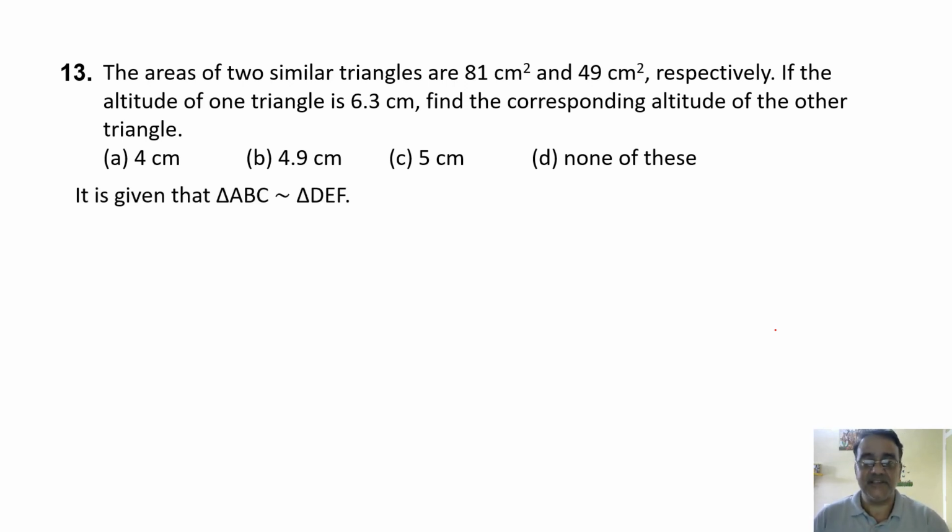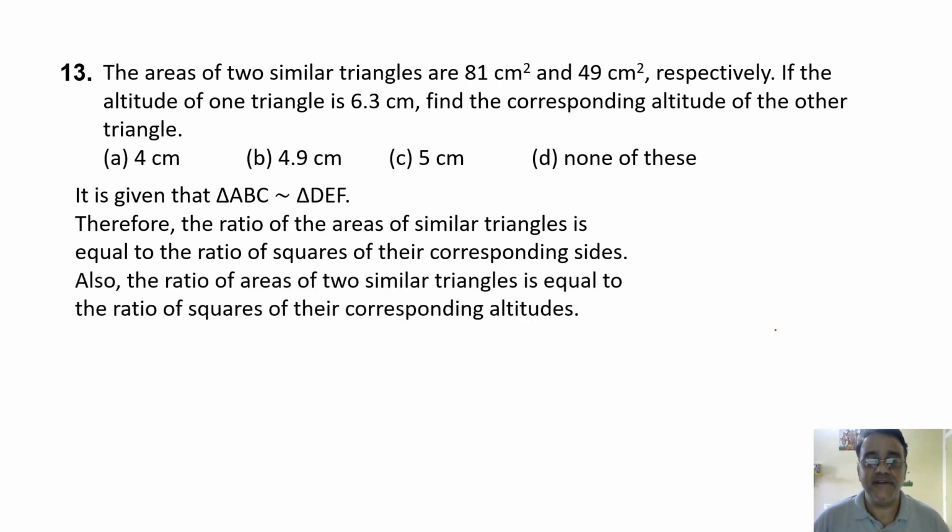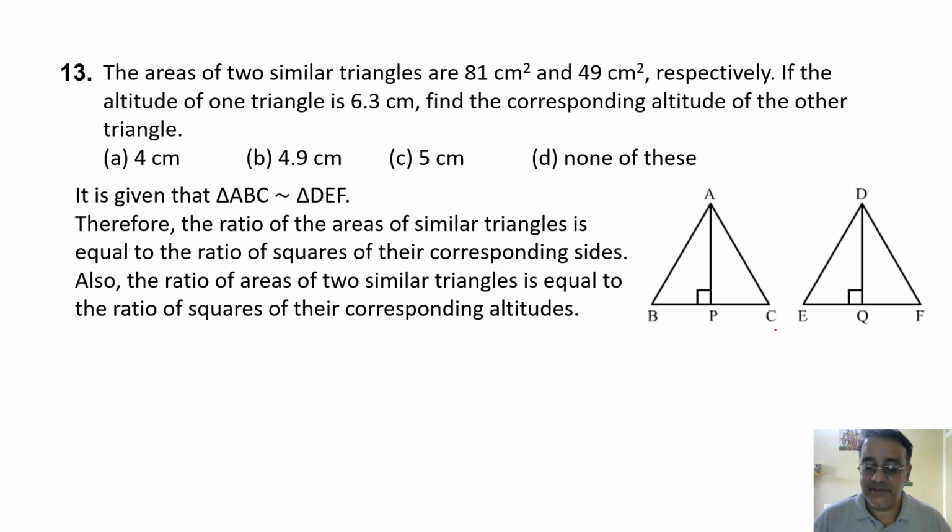So triangle ABC is similar to triangle DEF. So the ratio of the areas of two similar triangles is equal to the ratio of the square of their corresponding sides. Also, the ratio of areas of two similar triangles is equal to the ratio of the square of their corresponding altitudes. So that is area of triangle ABC upon area of triangle DEF is equal to AP square upon DQ square. Now see what is given: area of triangle ABC is 81, this is 49 and AP is 6.3.